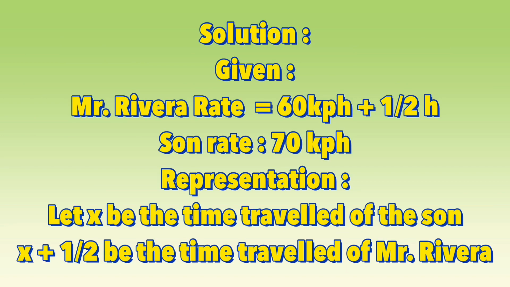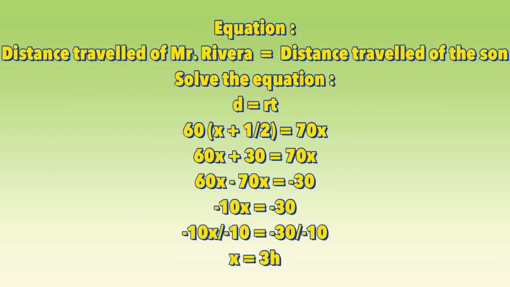Rivera's son. Okay, our solution, we have to pick up first the given. The given: Mr. Rivera's rate is 60 kilometers per hour plus 1/2 hour. Then the son's rate is 70 kilometers per hour. Our representation, let x be the time traveled of the son, and then x plus 1/2 be the time traveled of Mr. Rivera. And our equation, distance traveled of Mr. Rivera is equal to distance traveled of the son.